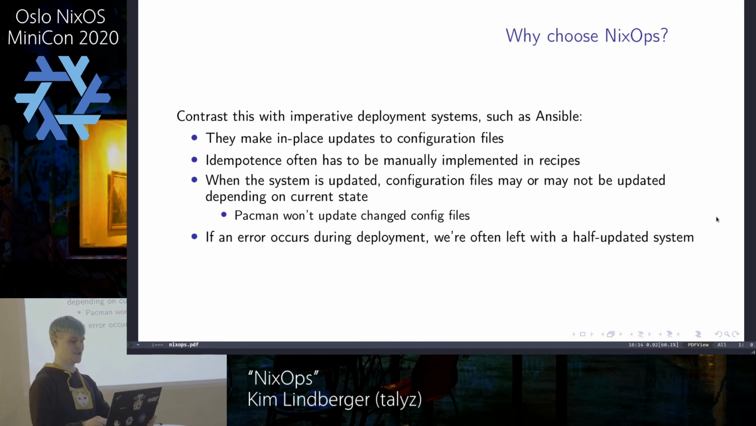And if an error occurs during deployment, we're often left with a half-updated system. So this happened to me all the time with Ansible, where it just managed to run many of the steps, but not all, and then just aborted. And I was left with a half-updated mess where it got to update some configuration files, but not everything that was needed, which is not very fun.